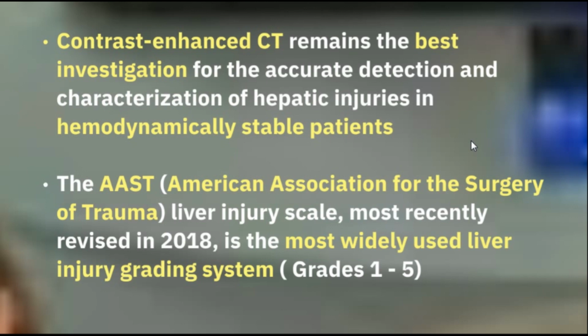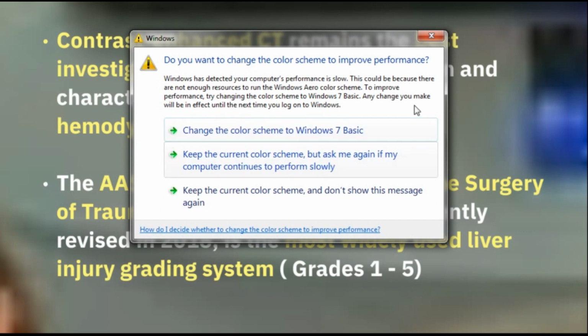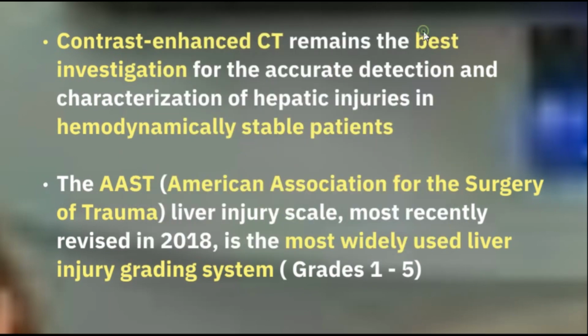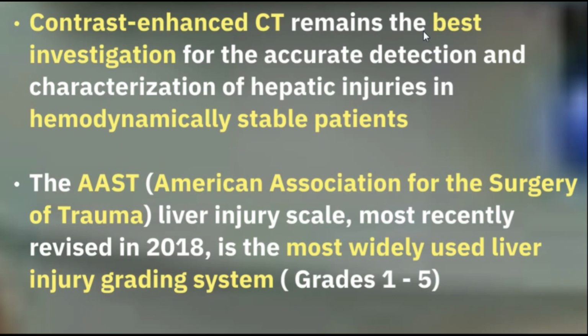And of course, for radiological detection and to characterize the injury, the best modality of choice is the contrast enhanced CT scan. We have a criteria published by the AAST, the American Association for the Surgery of Trauma, most recently revised in 2018. They put a guideline and divided the liver injury into grades from 1 to 5.